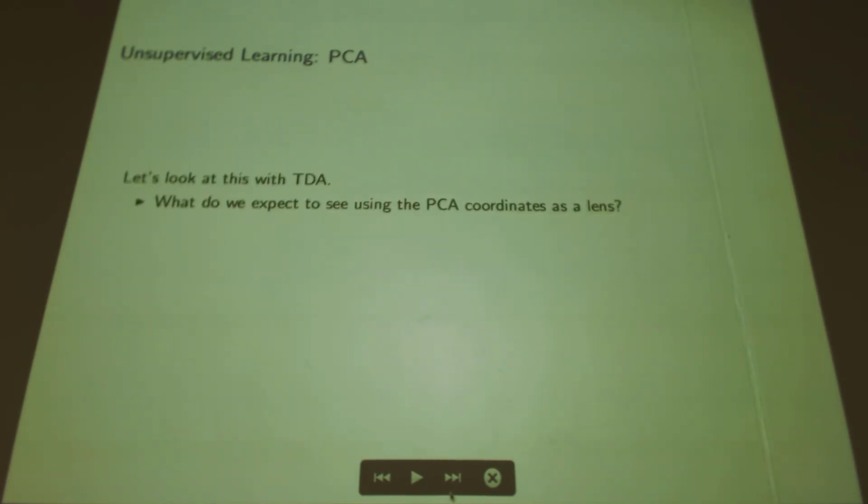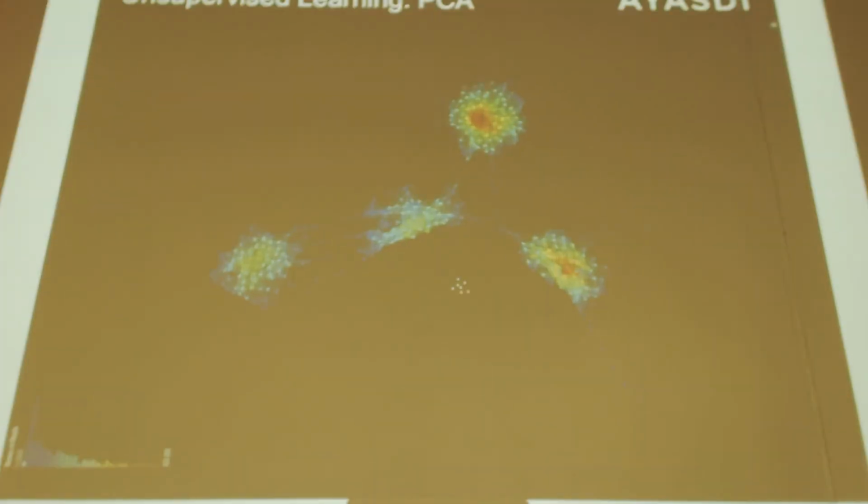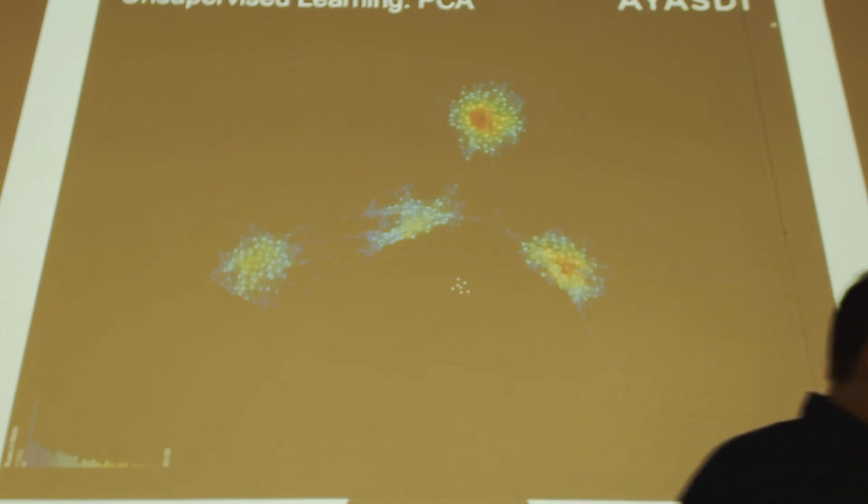So here I'm going to show you what happens when I do that. This here is what it looks like in the software. Well, I found a surprise, which is that there are 4 clusters, not 3 clusters. So the question is, did I make a mistake with the topology? Or did PCA miss something?